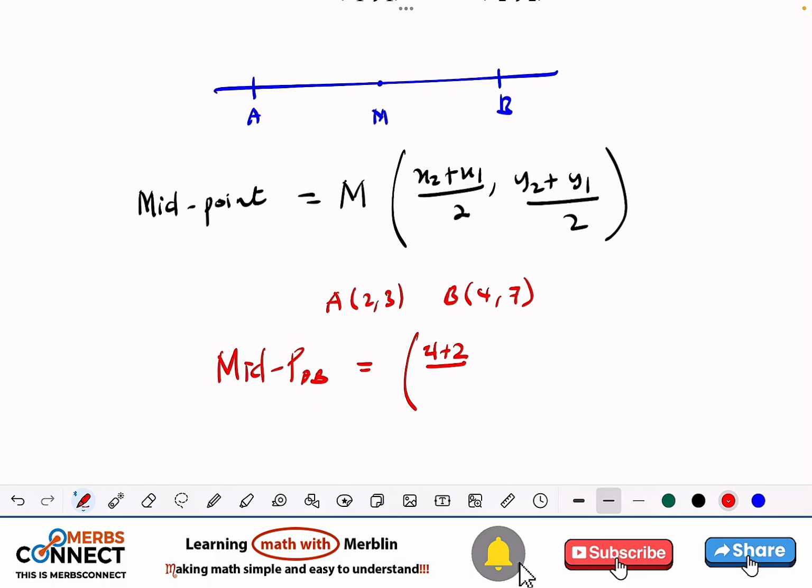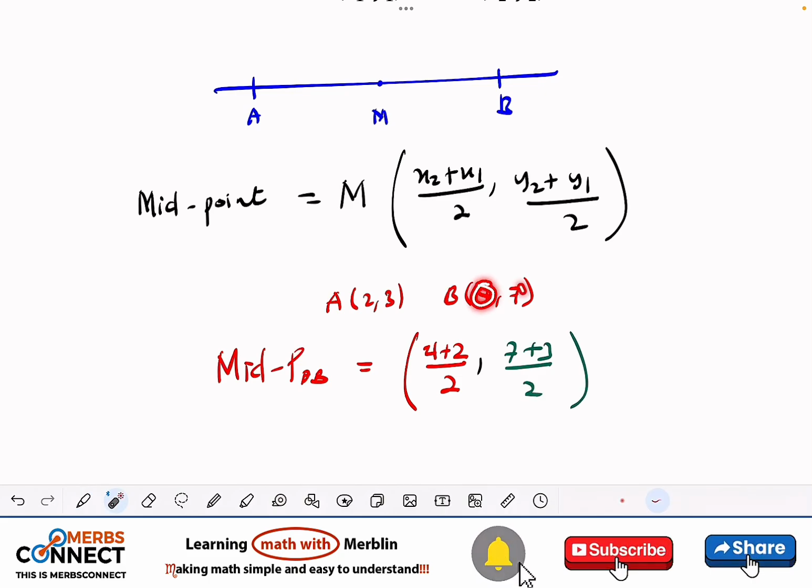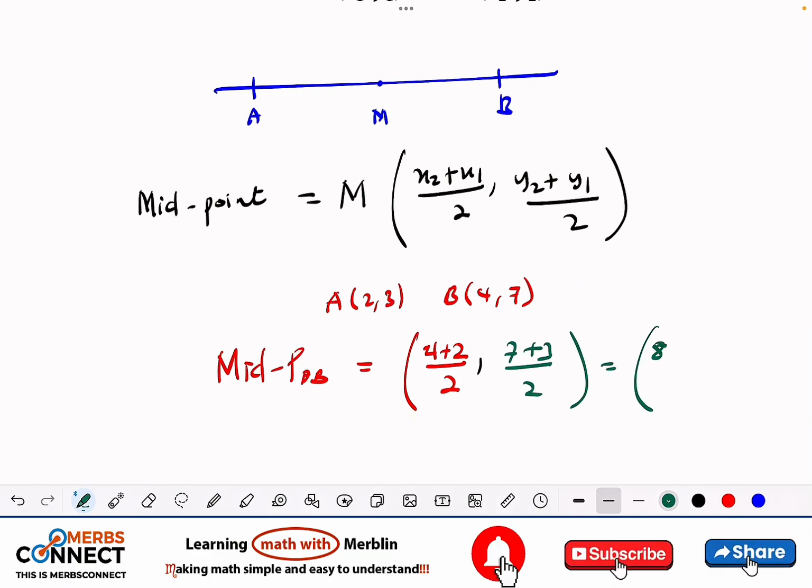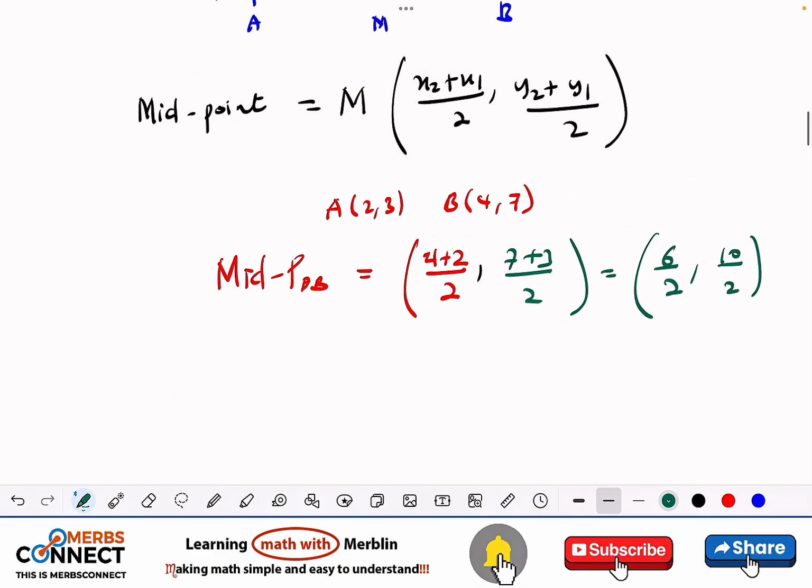4 plus 2 divided by 2, and then 7 plus 3 divided by 2. So 4 plus 2 divided by 2, which is here, and then 7 plus 3 divided by 2, which is here. Simplify, and we have 6 divided by 2, and then 10 divided by 2, and we are going to have 3 and 5.